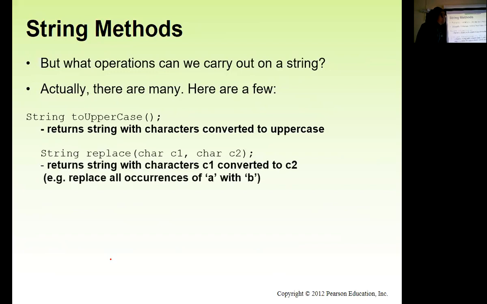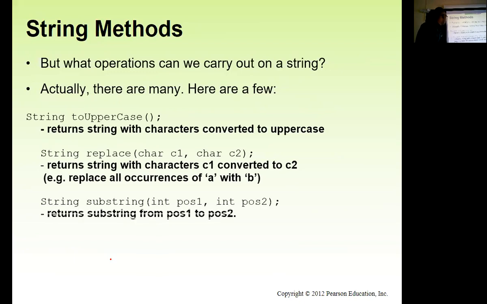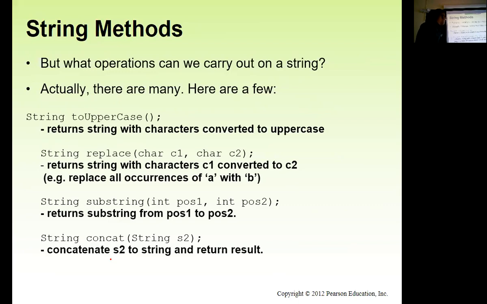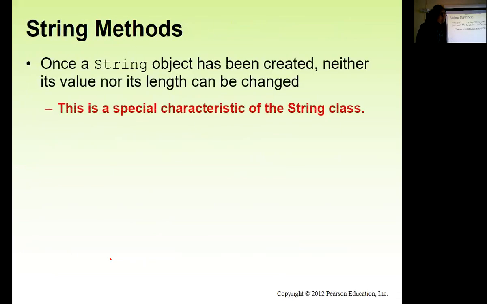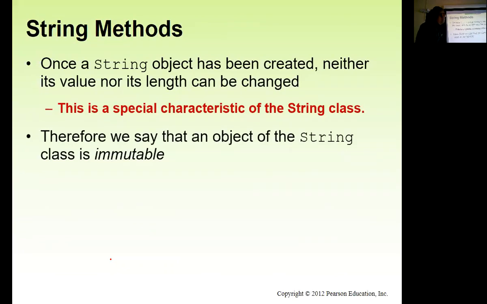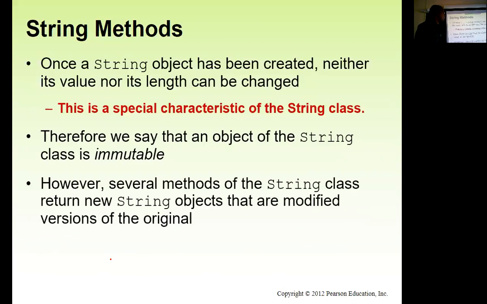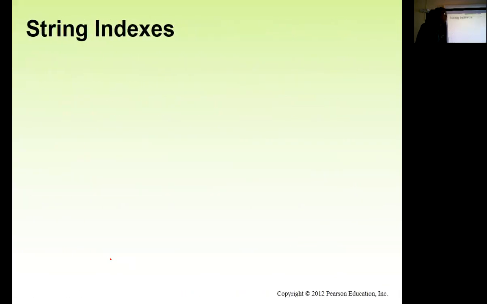toUpperCase returns a string with characters converted to uppercase. Replace returns a string with characters c1 converted to c2, for example replace all occurrences of a with b, storing some string into a string. Concat concatenates two strings, right? And there are many others. Once a string object has been created, neither its value nor its length can be changed. Therefore, we say that an object of the String class is immutable. However, several methods in the String class, as I just said, return a new string object that is a modified version of the original. So the original string usually is not ever modified.